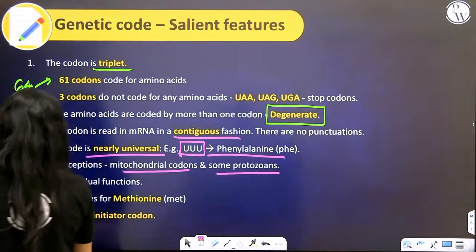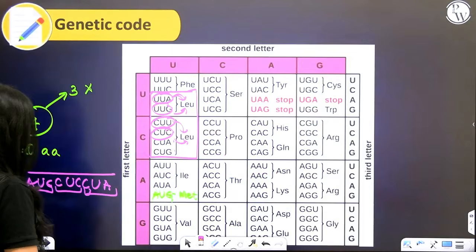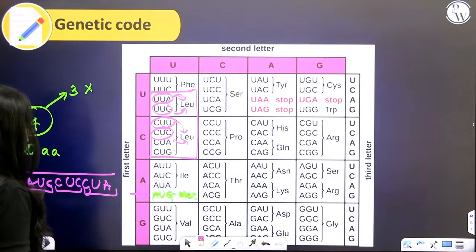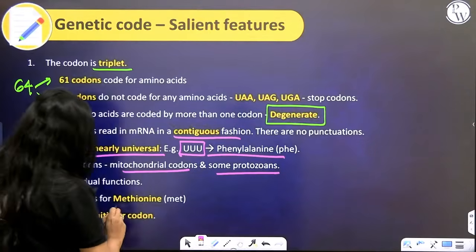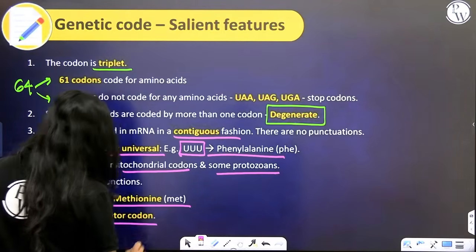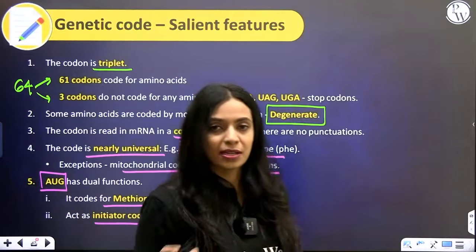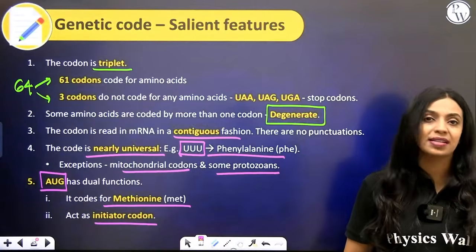Fifth point is that AUG has dual functions. I told you which ones are the stop codons, but I didn't mention which is the start codon. The start codon is AUG. One function of AUG is that it codes for the amino acid methionine. Another function is that it acts as an initiator codon. Just like we had promoter for transcription, you have initiator codon and terminator codon for translation.